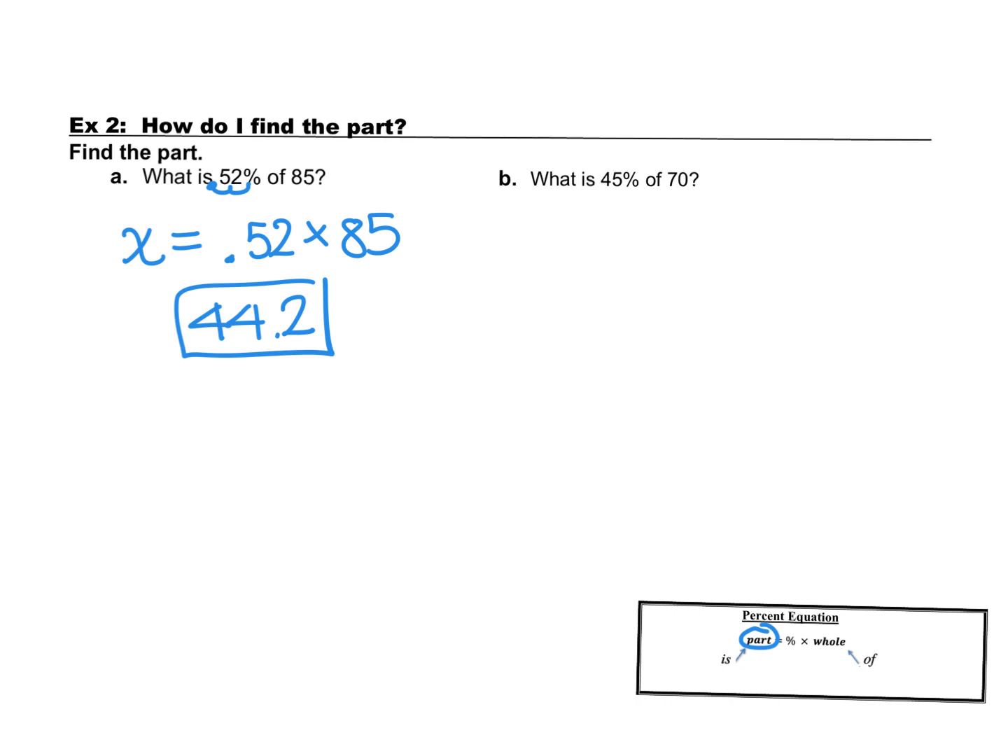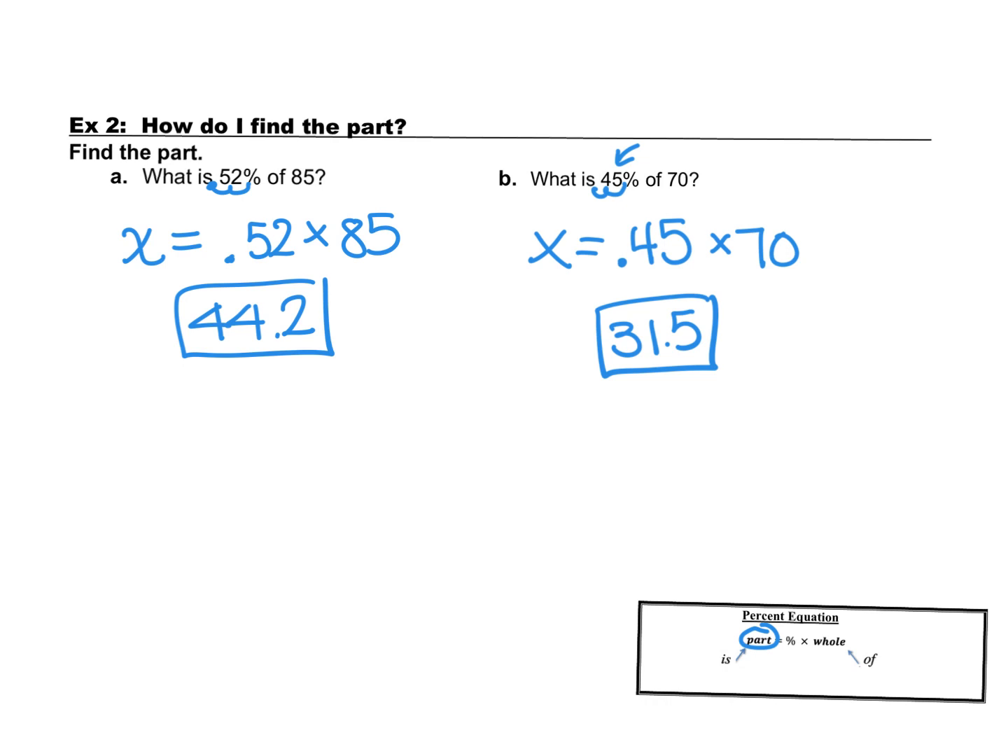So for letter B, we have what is, so we're looking for the part. And then I have 45% of 70. Now remember, we have to change this to a decimal. So I do that by dividing by 100, and I'll have 0.45, "of" means times 70. So 0.45 times 70 is 31.5. So 31.5 is 45% of 70.